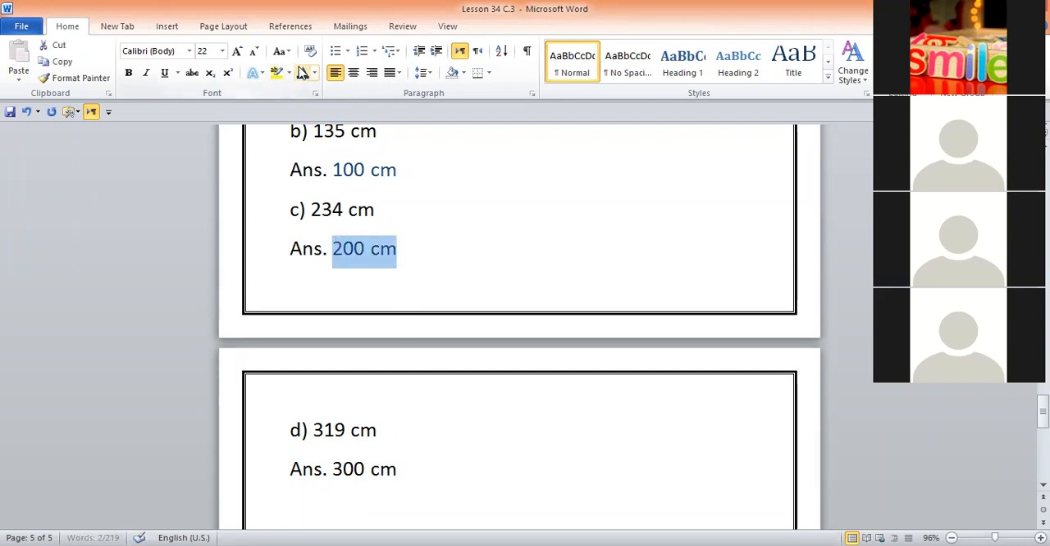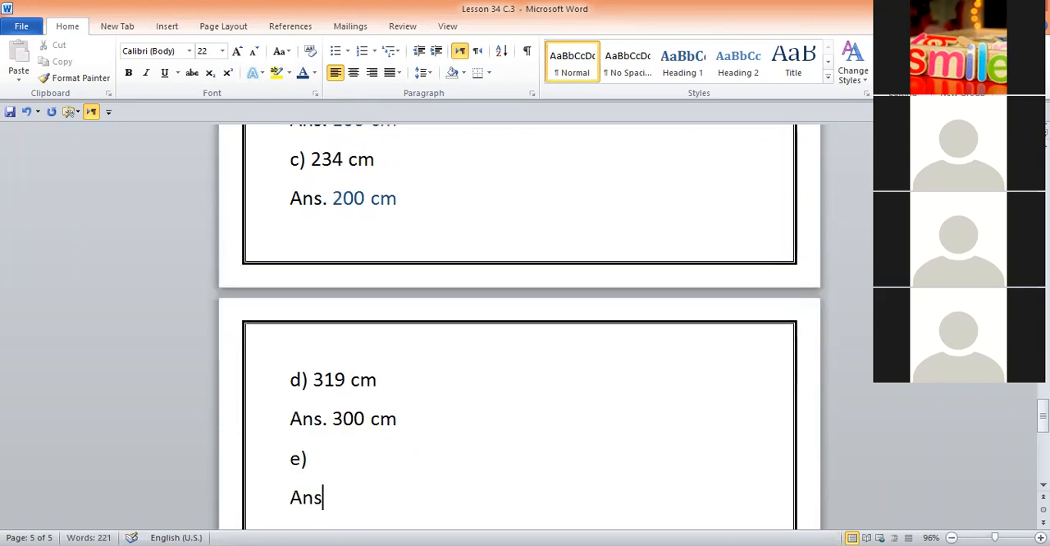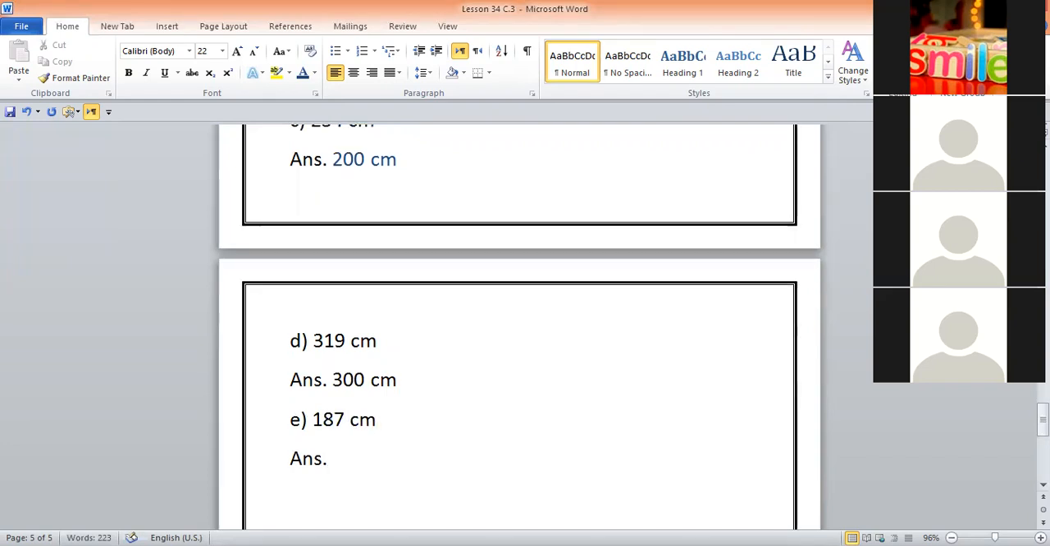So this is the answer 200 and this is the answer 300. Now I'm going to write E and F. What is E, guys? E is question number 2E, 187 centimeter, and F is 264 centimeter.